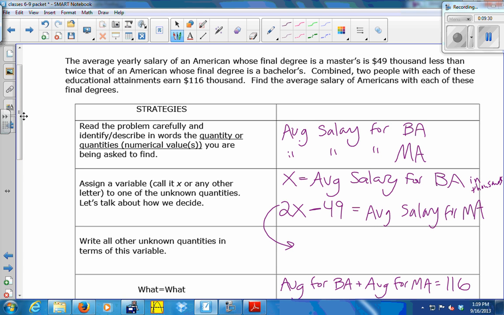Combined, two people with each of these degrees. So I think they mean one person of each. Two people, one with each of those degrees. Oh, I don't think so. Two people with each of these. Yeah, I think they just mean two people, one of each degree.